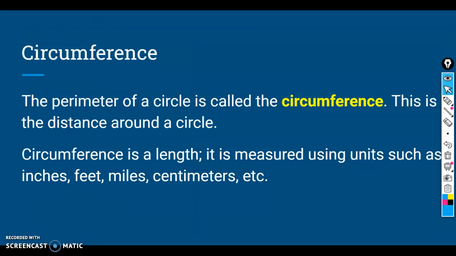Now let's talk about circumference. The perimeter of a circle is called the circumference of the circle. This is the distance around a circle. Circumference is a length. It is measured using units such as inches, feet, miles, millimeters, centimeters, and meters. Pause the video and copy these into your notes.